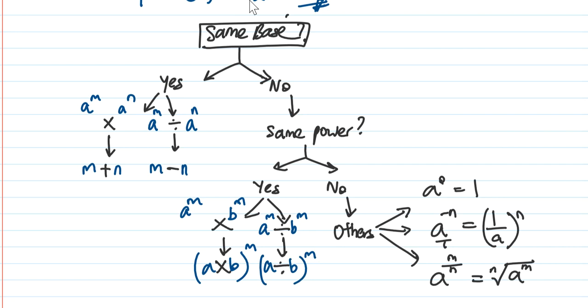So this is just one example of how we can simplify the process by first asking ourselves, do they have the same base? And what formulas come to our mind is just these two formulas. And if they don't have the same base, then we ask, do they have the same power? Is it yes? Okay, if it's yes, is it multiply? We multiply the base and put the power outside. If it's divide, we divide the base and put the power outside. Now if they don't have the same base and they don't have the same power, it will be under others, and we have 3 rules to solve this, which is anything to power 0, negative powers, fraction powers.